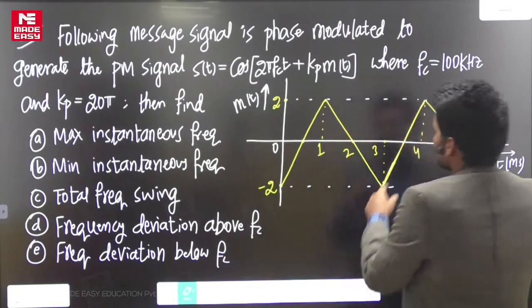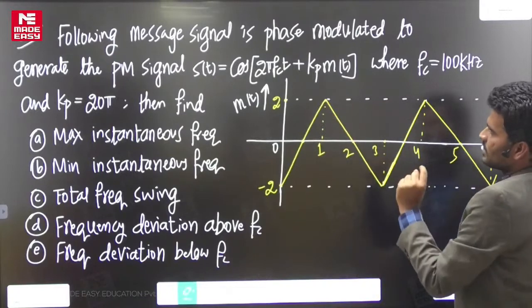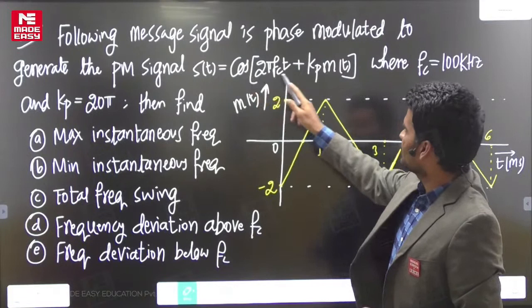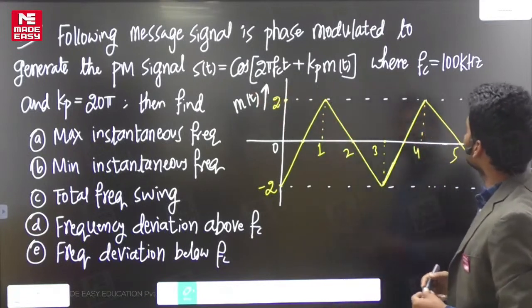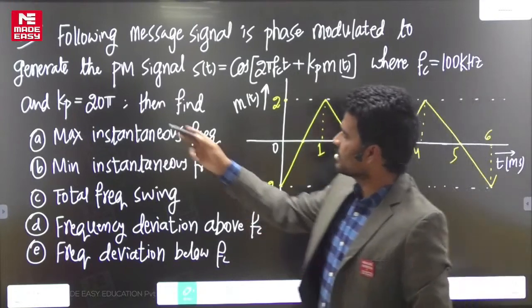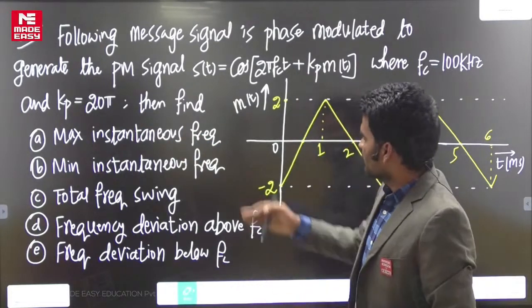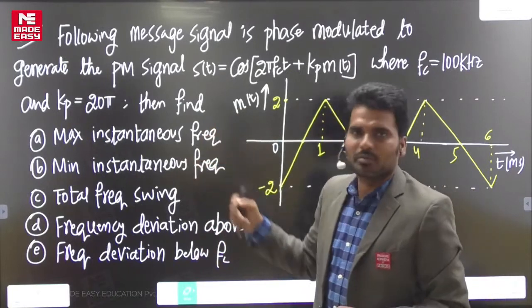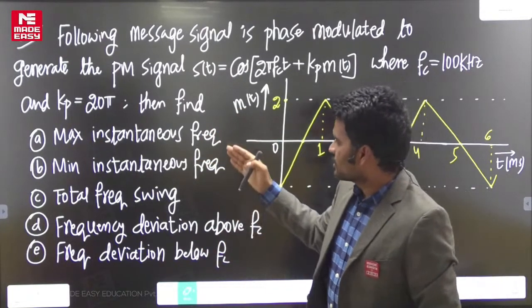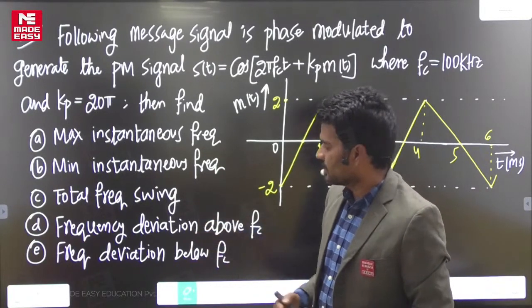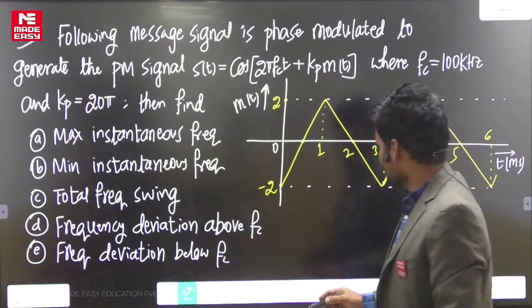Here the message signal m(t) is getting phase modulated, where the PM signal generated is cos(2 pi fc t plus kp m(t)), where fc is equal to 100 kilohertz and kp is given as 20 pi. Then we have to find these parameters: maximum instantaneous frequency, minimum instantaneous frequency, total frequency swing, and frequency deviation above fc and frequency deviation below fc.